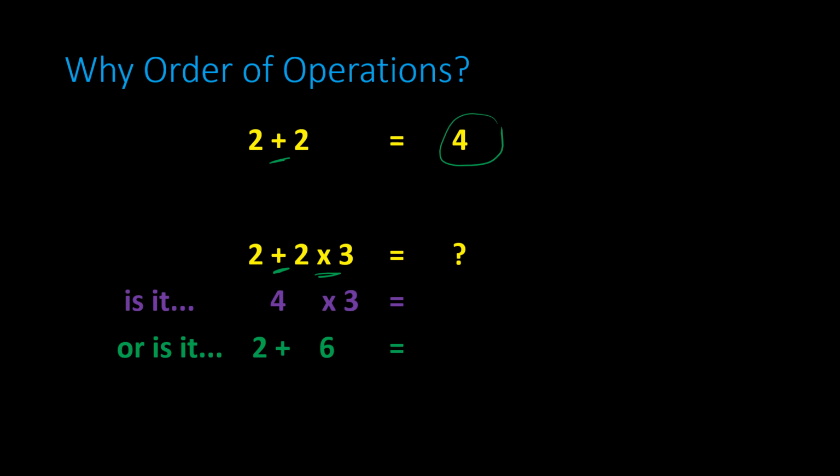Would you do 2 plus 2 times 3 and you get 12? Or would you do 2 times 3, 6, and then you add 2, which is 8? Which one is correct?